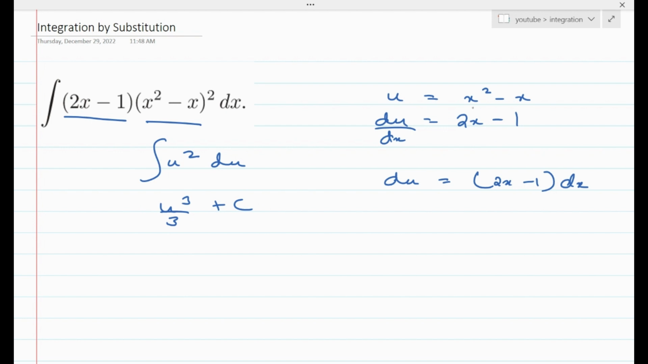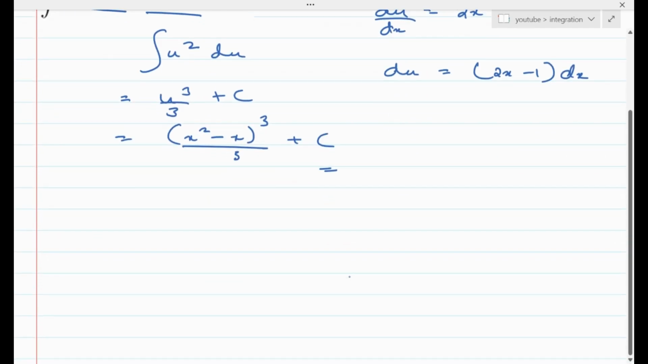Remember now, whatever you've substituted to solve the problem, you have to resubstitute it. So in this case, we substitute back to get (x square minus x) whole cube over 3 plus c, and this would be your answer. So the key with the substitution technique is identifying what we want to substitute, differentiating that value, and then getting the answer.